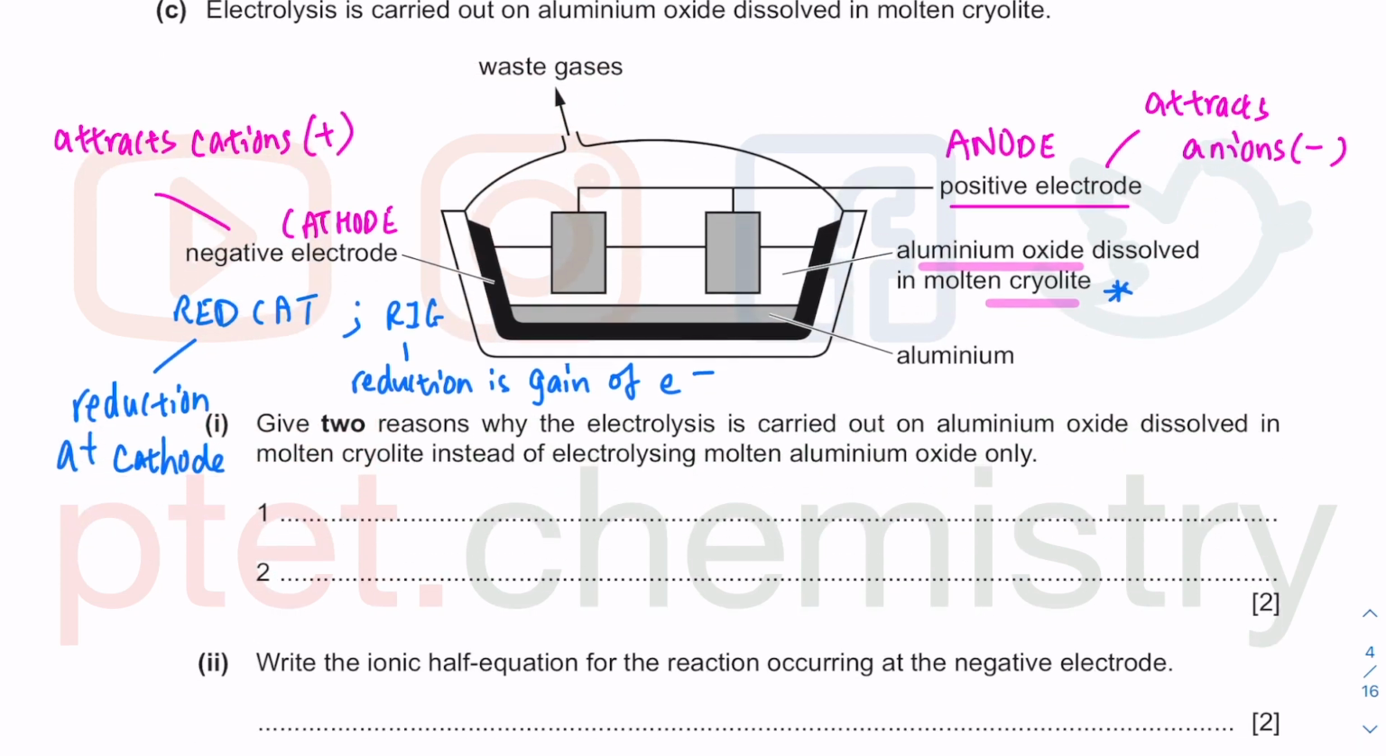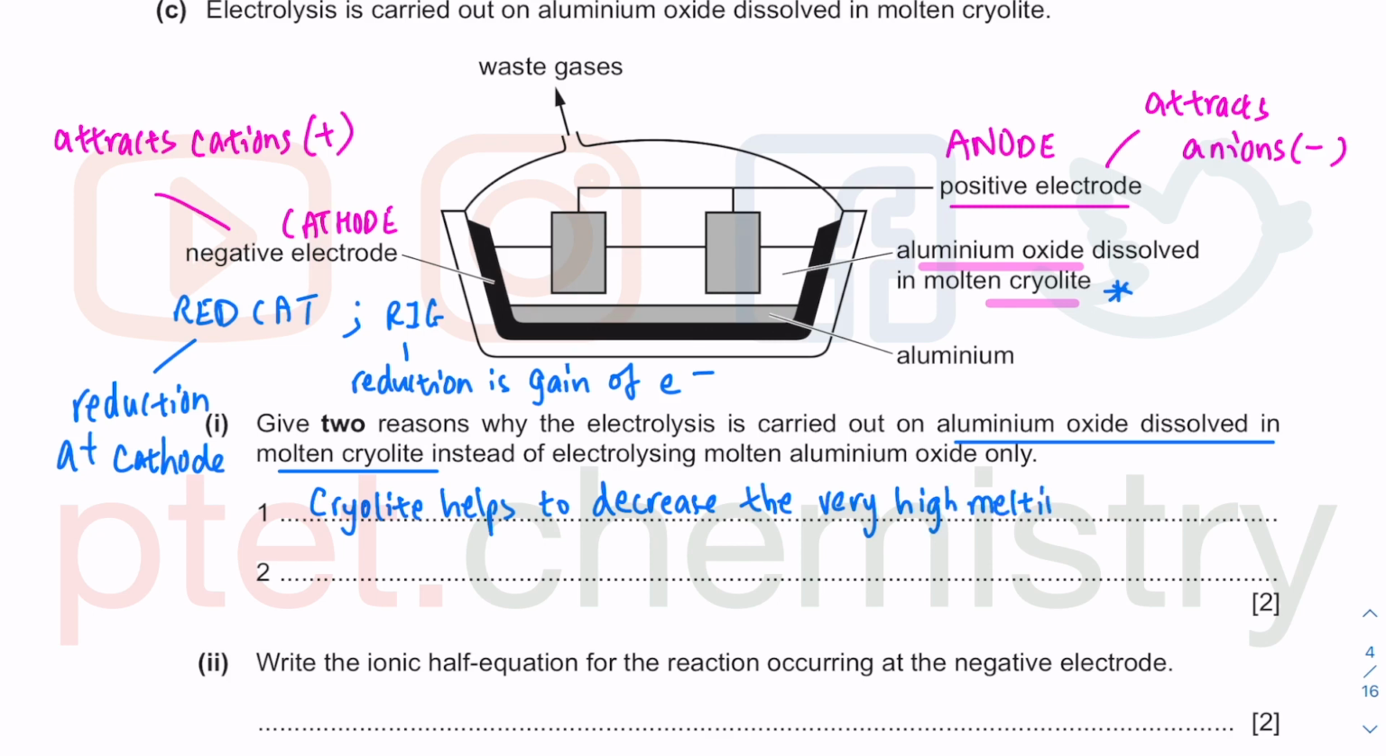So give two reasons why you carry it out in cryolite instead of just using pure aluminum oxide. Well, number one is that cryolite helps to decrease the very high melting point of your Al2O3. As a result of this, therefore, this helps to reduce the energy demand. It helps to decrease the operating costs.